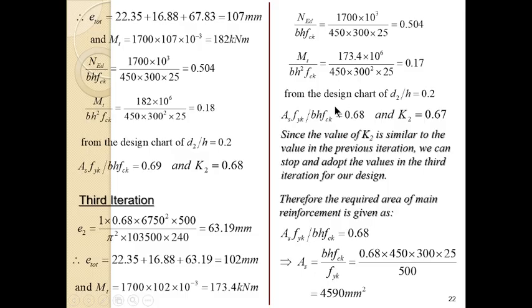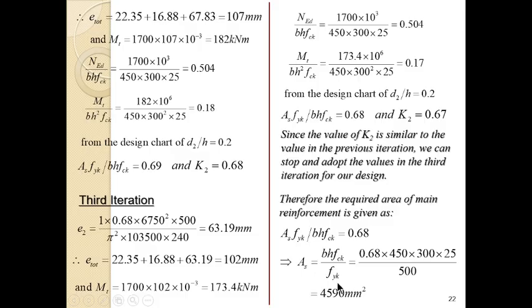Once we stop, we now adopt this ASFYK over BHFCK equal to 0.68. This is what we are going to use to calculate our area of reinforcement. AS, the area of reinforcement, will be BHFCK over FYK, which is 0.68 times 450, which is B, times 300, which is H, times FCK, all over FYK, which is 500. And so our area of reinforcement is 4590 millimeters squared.